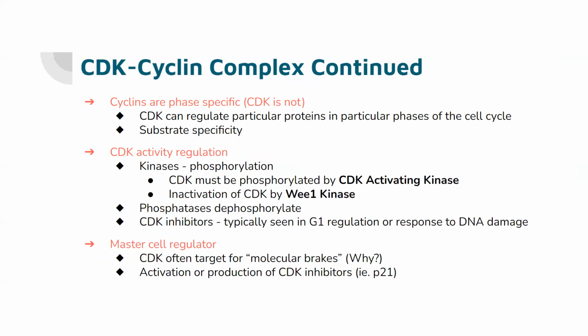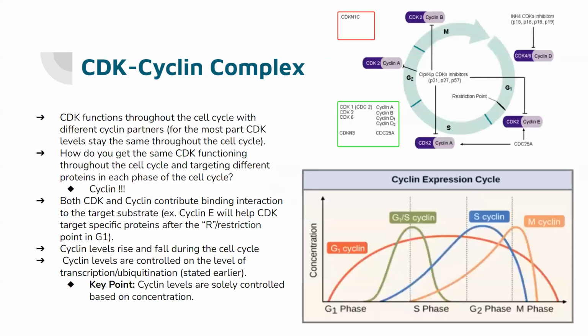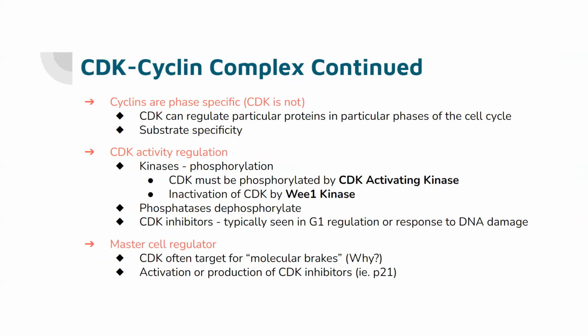So cyclins, as John just talked about, we see in this diagram of our cyclin expression cycle, we have our G1 cyclin, our G1/S cyclin, whatever, that change in their concentrations throughout the cell cycle. So they are specific to phase. There is a G1 cyclin that is active during G1. There's an S phase cyclin that's active in S phase. But CDK is not. We have just our CDK that functions consistently throughout the cell cycle, and then depending on the phase that it's in, it has a different cyclin as its binding partner.